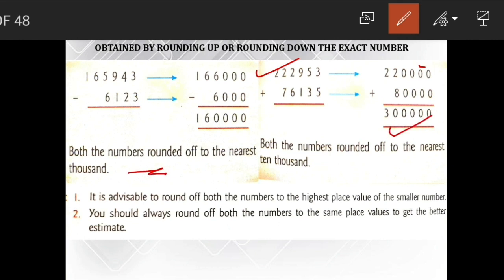Both the numbers here are rounded off to the nearest 1000 and here both the numbers are rounded off to the nearest 10,000. Two points which are important to remember: it is advisable to round off both the numbers to the highest place value of the smaller number. Like I said, you should always round off both the numbers to the same place value so that you get a better estimate.